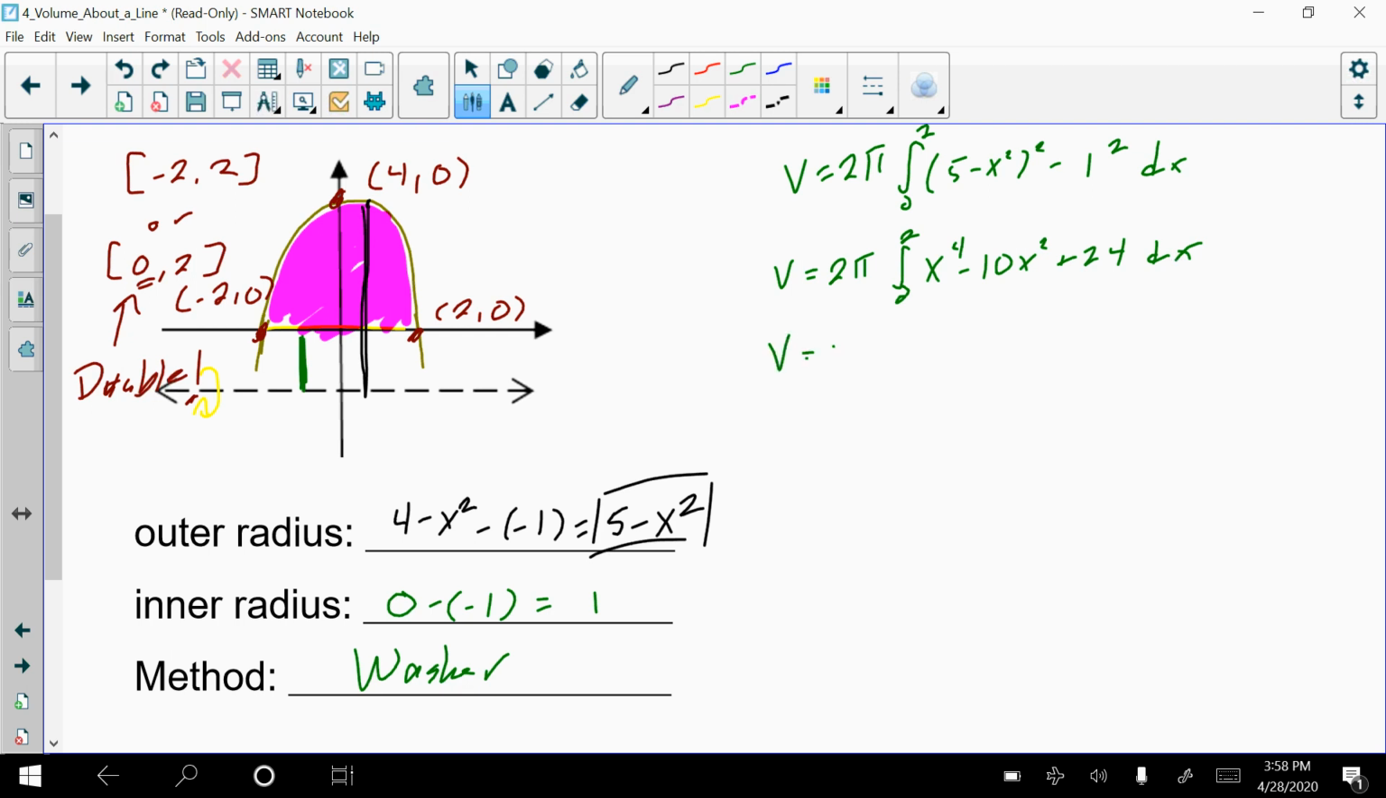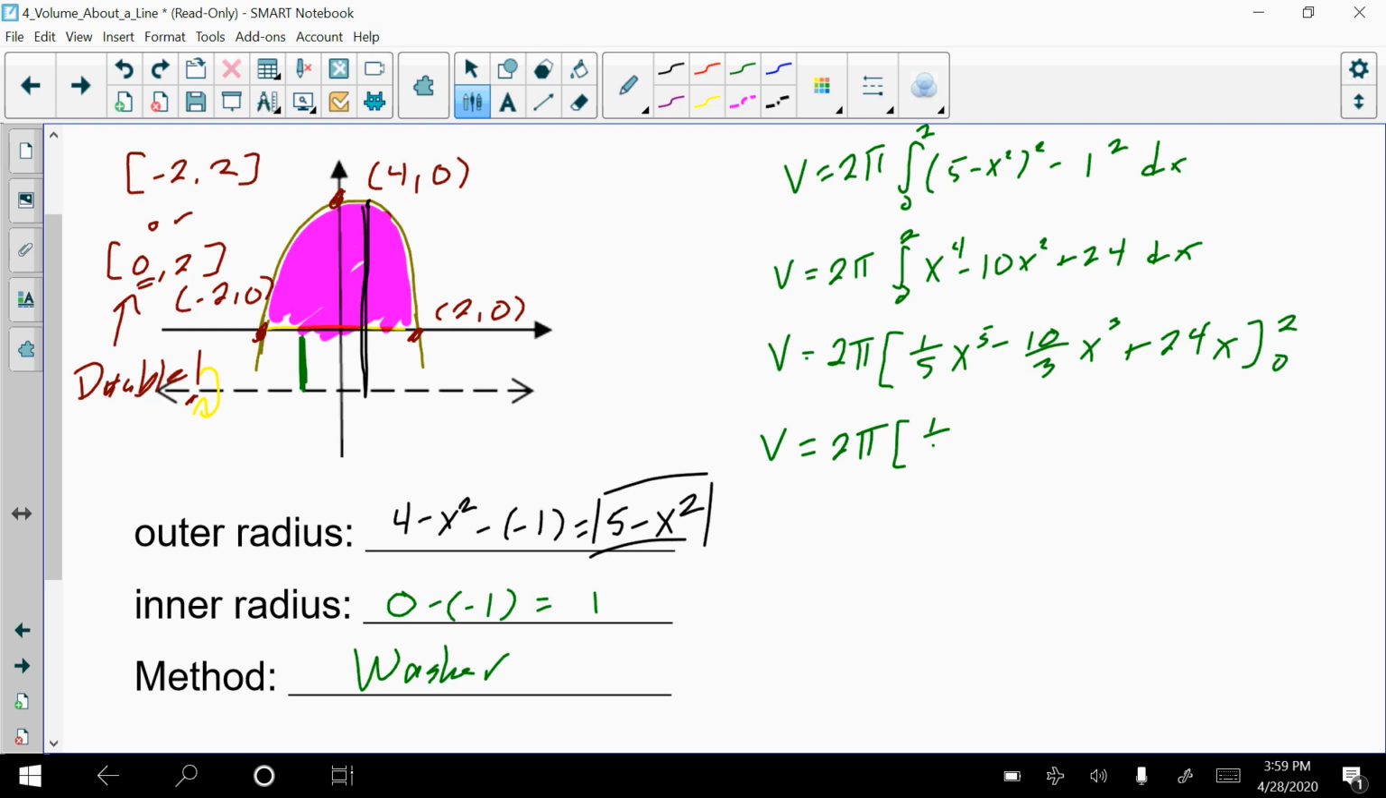So let's go ahead and do the antiderivative now. And here I'm going to get 1/5 x to the 5th minus 10/3 x cubed plus 24x evaluated from 0 to positive 2. And then at this point, it's just a matter of plugging and chugging and seeing what the arithmetic gives you.